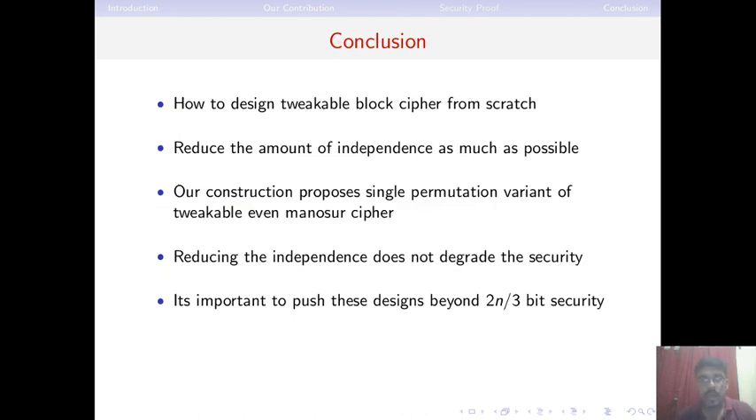So now we conclude the paper. In this paper we have shown how to design a tweakable block cipher from scratch, where we reduce the amount of independence as much as possible. Our construction basically proposes a single permutation variant of the tweakable Even-Mansour cipher that is already in the literature, and reducing the independence does not degrade the security. That is the main thing that we have shown. It is important to push this design beyond 2n/3-bit security. That means, can we push the security bound beyond the 2^(2n/3) bound? Can we improve the security bound of these constructions, for example, to 2^(3n/4) or 2^(4n/5), something like that?